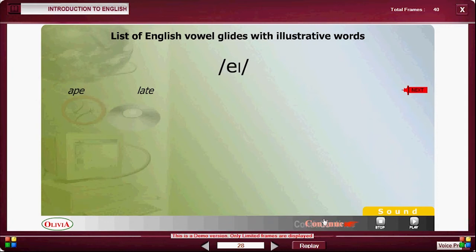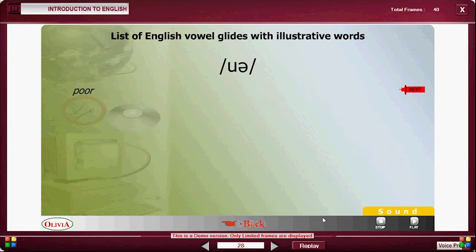The second one, I, time. The third glide is oi, boy. The fourth one is oh, so. The fifth one is ow, house. The sixth one is ear, ear. The seventh one is air, care. And the final vowel glide is poor, poor, poor.